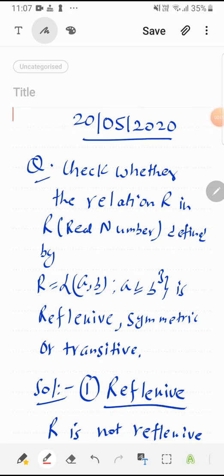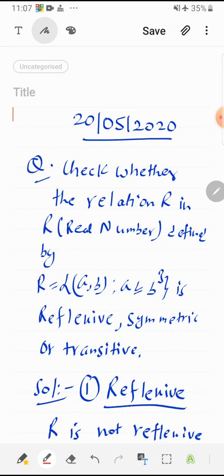Hello students, today we are going to discuss some problems based on the topic relation. So the first problem is to check whether the relation R on the set of real numbers, defined by R equals the ordered pair (a, b) such that a is less than or equal to b cube, is reflexive, symmetric and transitive.